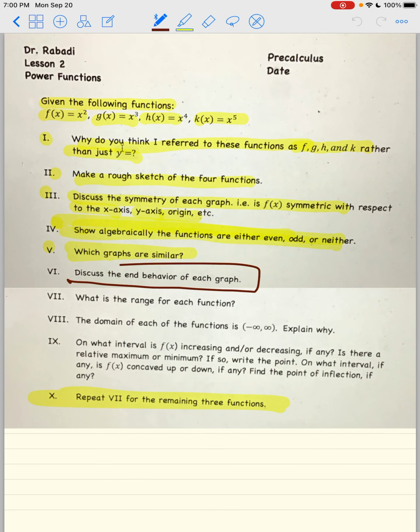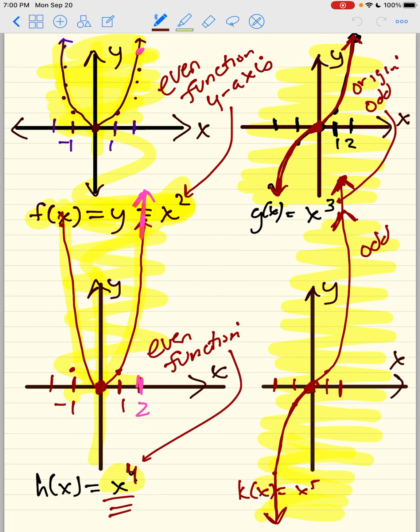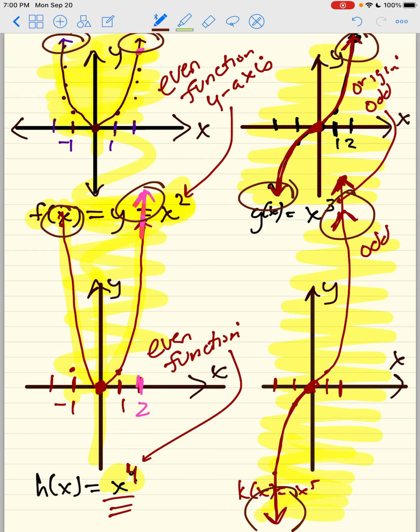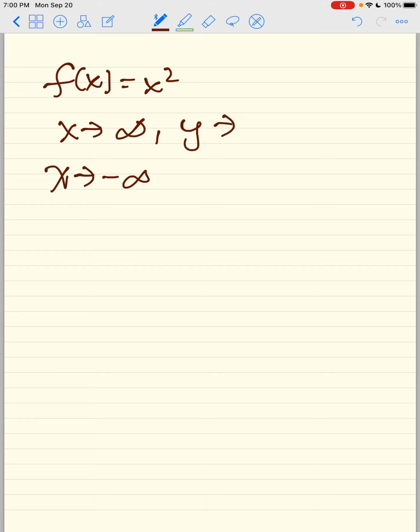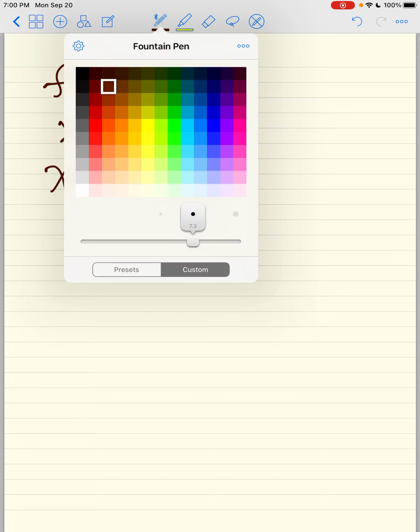Discuss the end behavior for each graph. Well, take a look at it. These two are pointing up. These are pointing opposite. We said this before in the previous video. So let me clear this. As x approaches infinity, y approaches, and as x approaches negative infinity, y approaches.